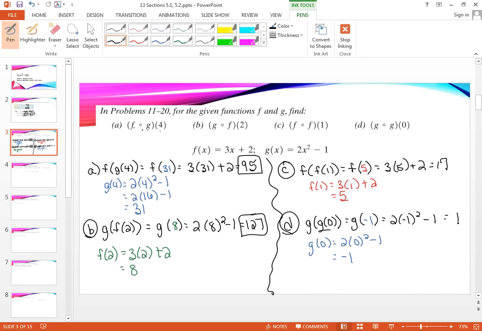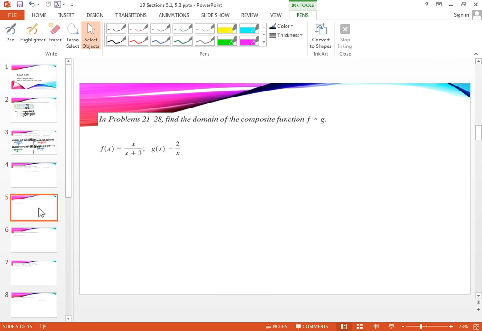So these are really number crunching if you understand the notation. Okay, so just make sure that this notation doesn't seem weird to you. Okay, all right, let's go here. Okay, now find the domain of the composite function.